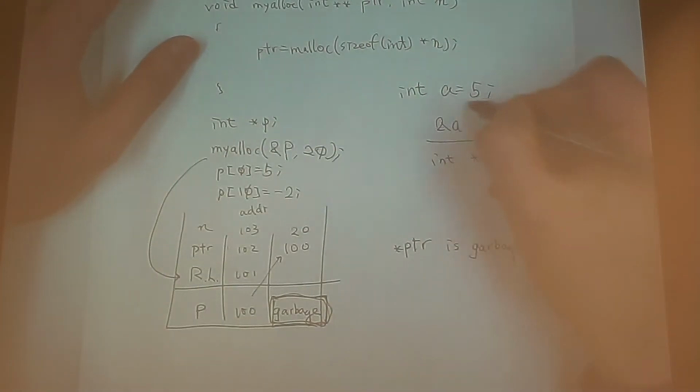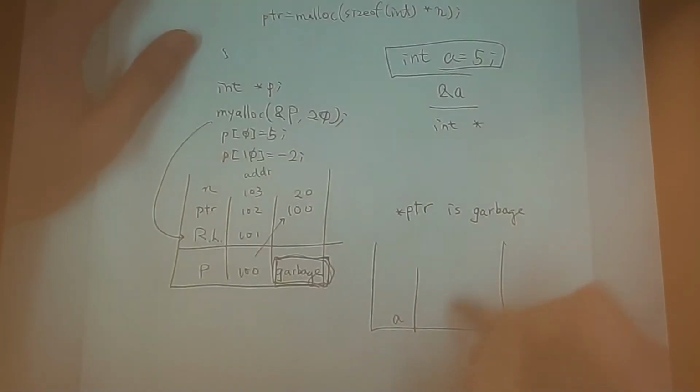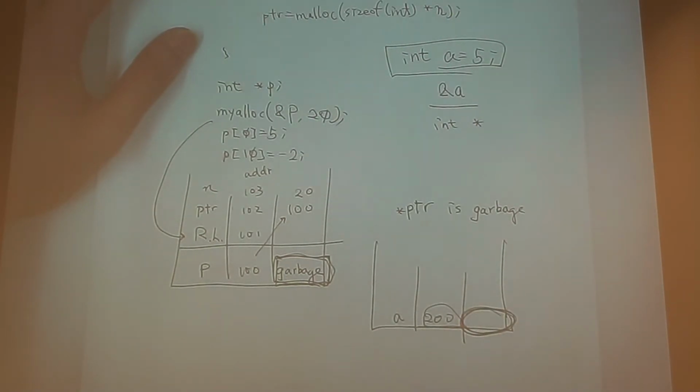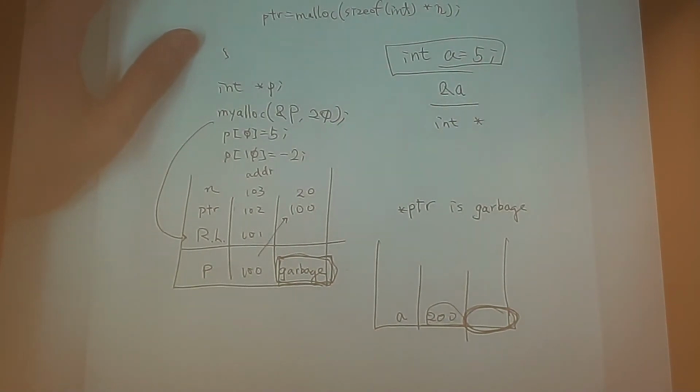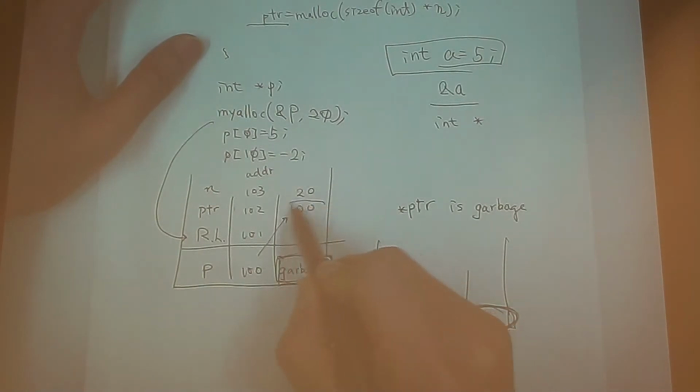When you say integer a equal to 5, a has an address, let's say 200. Which memory location are you going to change? 200. You'll change here, right? When you say PTR equal to something, which memory address do you change? 102, right? If you say PTR equal, you're going to change this one.